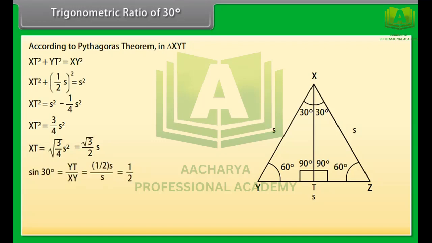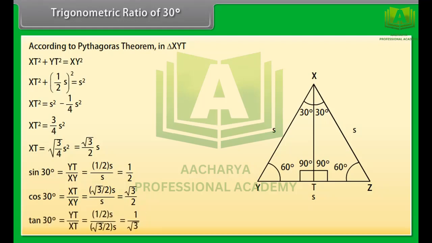Sin 30 degrees is equal to YT upon XY equals 1 upon 2 S upon S, which is equal to 1 upon 2. Cos 30 degrees is equal to XT upon XY, which equals square root 3 upon 2 S upon S equals square root 3 upon 2. Tan 30 degrees is equal to YT upon XT equals 1 upon 2 S upon square root 3 upon 2 S equals 1 upon square root 3.